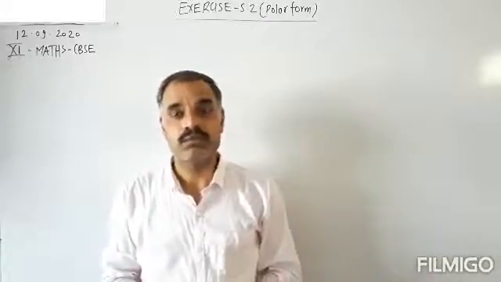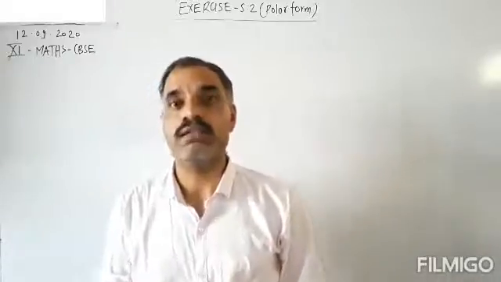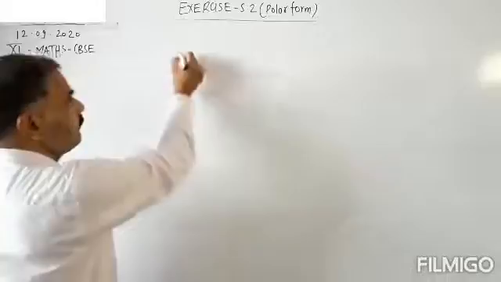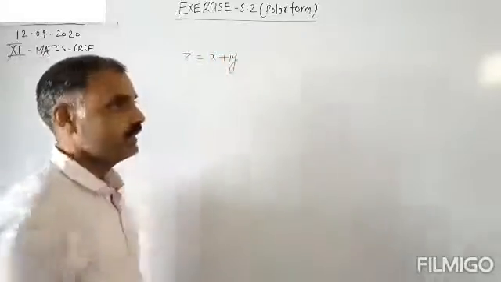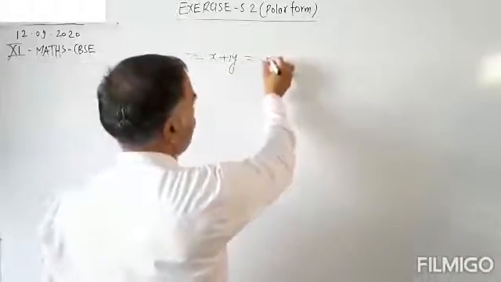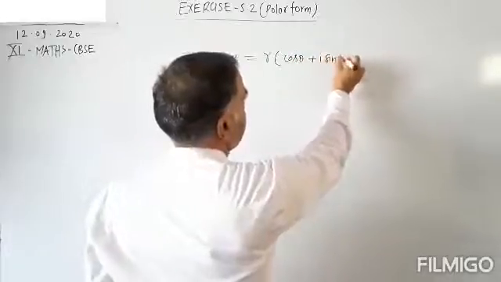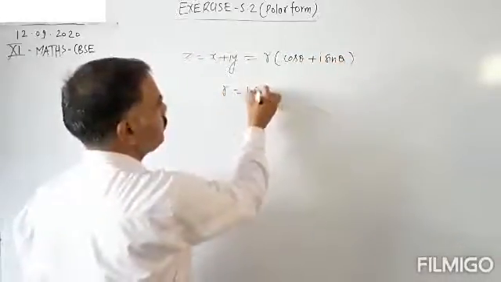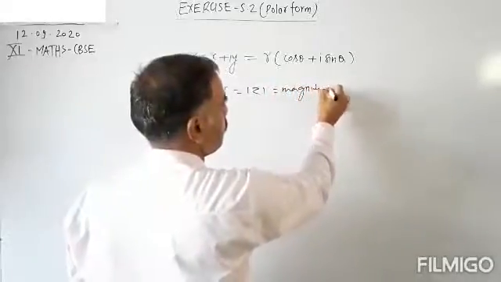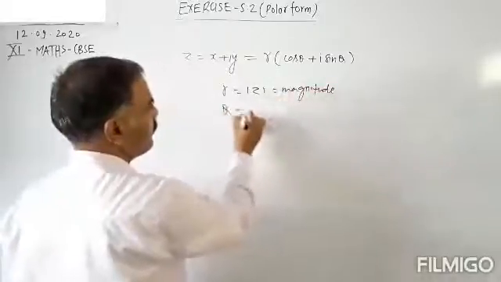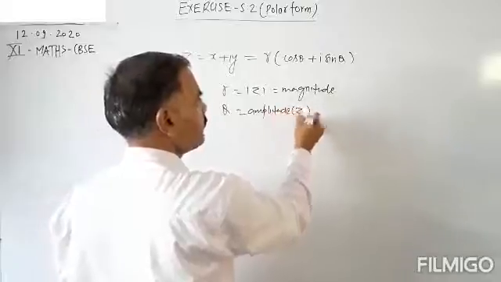The polar form or the trigonometrical form of the complex number z, where z equals x plus iota y, is equal to r into cos theta plus iota sin theta, where r is the magnitude of the complex number and theta is the amplitude of complex number z.